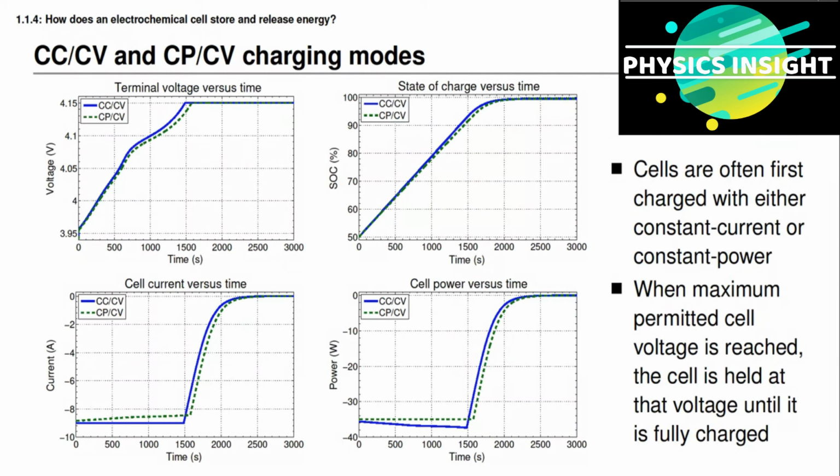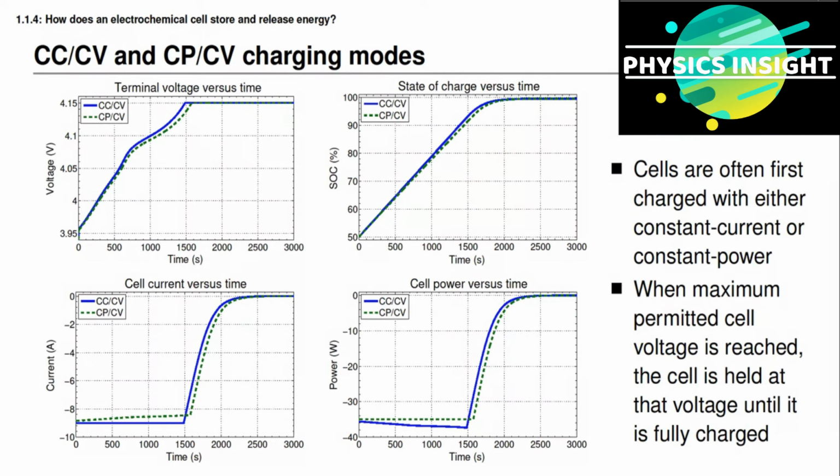Constant power, constant voltage charging is similar, except during the first phase, we don't apply a constant electrical current to the cell, but instead we apply a constant charging power to the cell until a charging voltage limit is reached. Then in the second phase, again, you simply hold that voltage constant until the charging power decreases to a small number in magnitude.